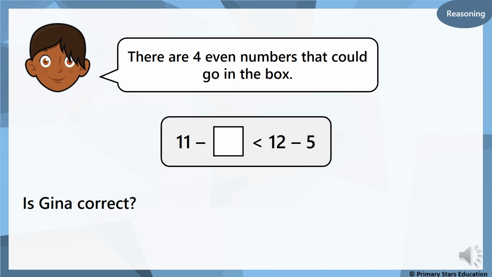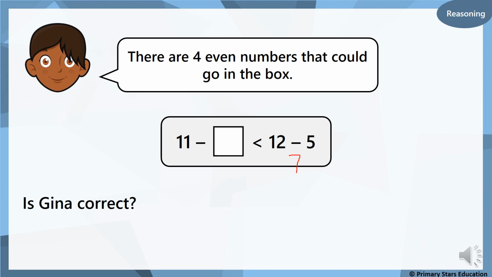So Gina says there are 4 even numbers that could go in the box. So she says 11 take away something that is an even number is less than 12 take away 5. So to tackle these questions, the first thing that we need to do is find out the answer to 12 take away 5. Just put 12 in your head or get your counters. 11, 10, 9, 8, 7. So the answer is 7.